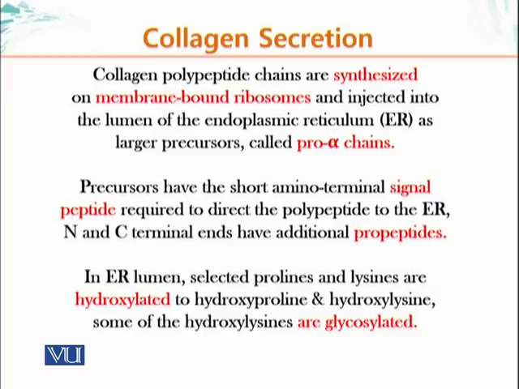The precursors have short amino-terminal signals that are required to direct the polypeptide into the ER, and also N and C terminals have additional propeptides. We will see what these propeptides do. In the lumen of the ER, selected prolines and lysines are hydroxylated to hydroxyprolines and hydroxylysines. Some of these hydroxylysines are also glycosylated.